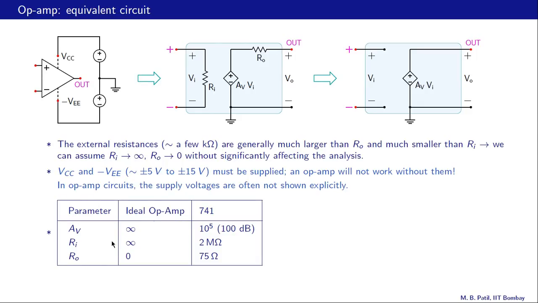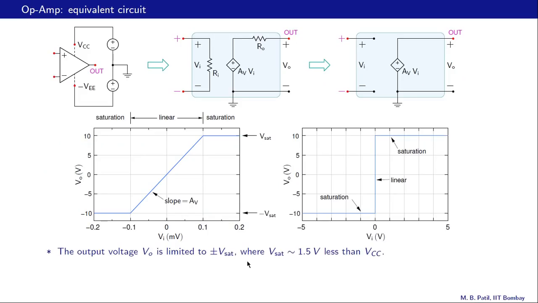Output resistance RO, that one, ideally 0. For the 741, it is 75 ohms. And again, as we said, it is much smaller than the external resistances. We will now look at the VO versus VI relationship for an op-amp. VO is the output voltage with respect to ground, and VI is V plus minus V minus, this difference here.